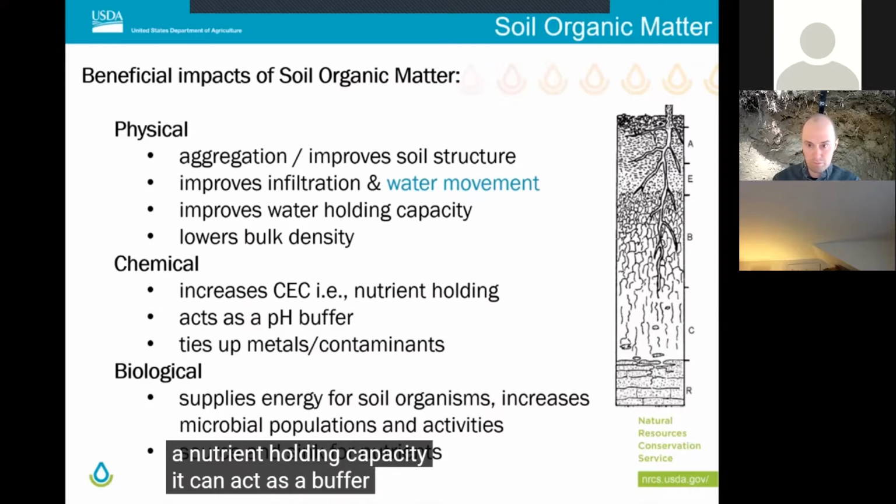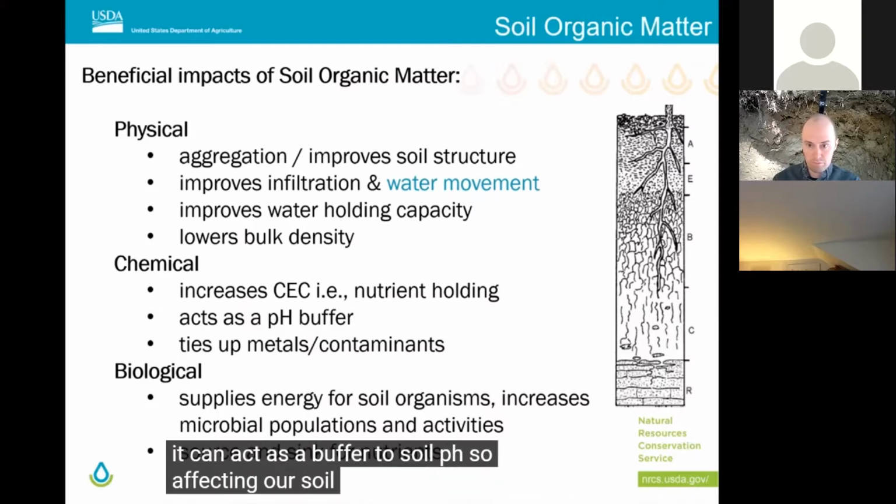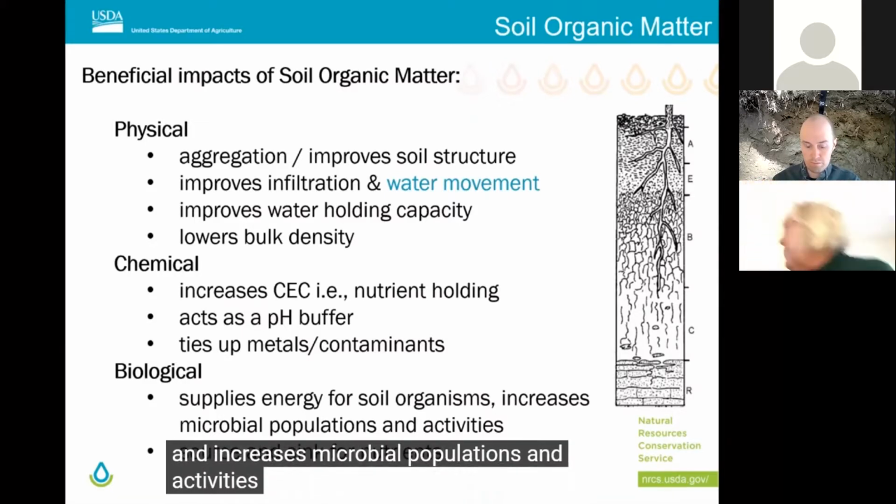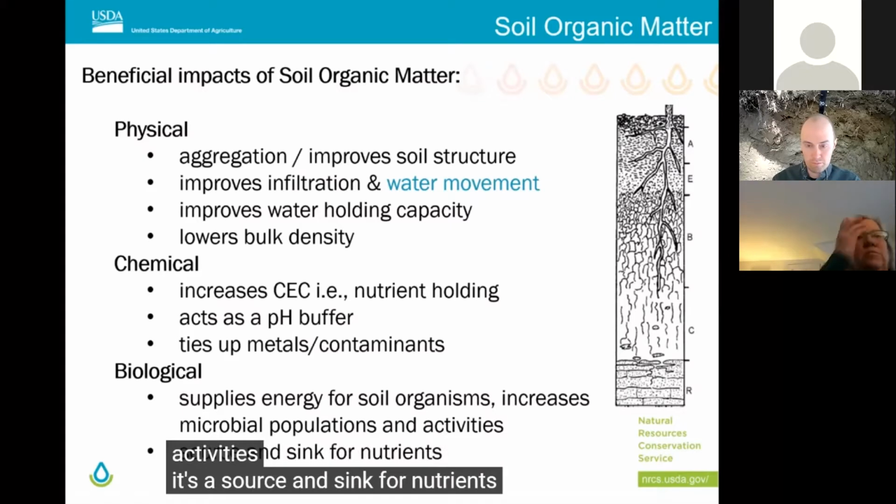It can act as a buffer to soil pH, so affecting our soil acidity. It can tie up metals and contaminants. So for biological benefits, it supplies energy for soil organisms and increases microbial populations and activities. It's a source and sink for nutrients.